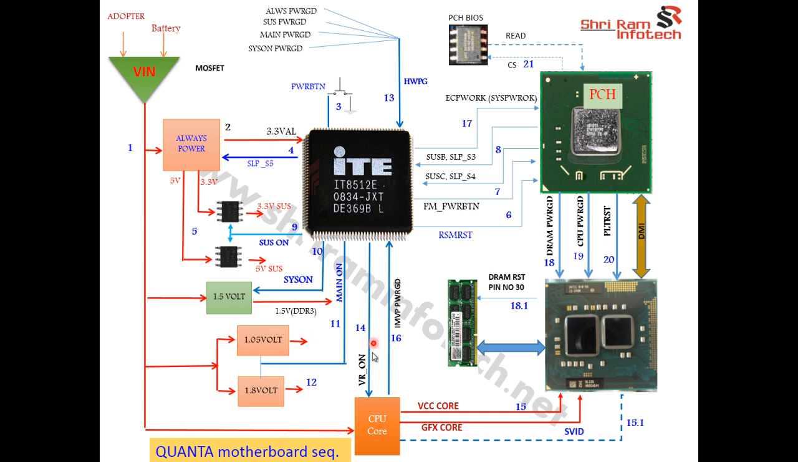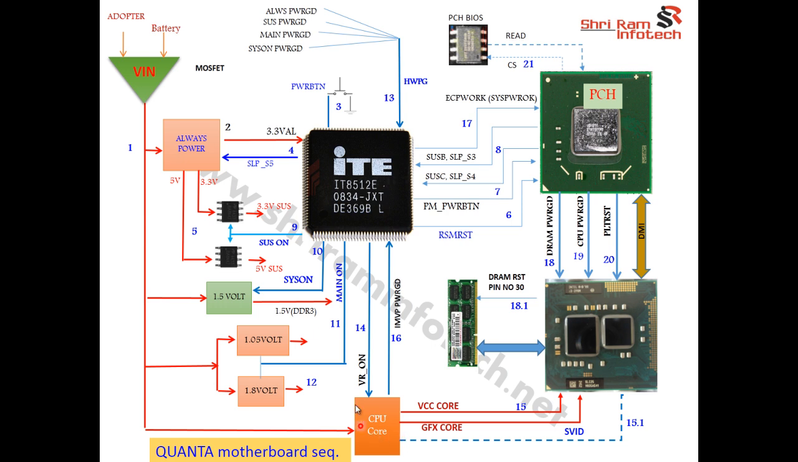The next step is it turns on the core voltage, and these two CPU core voltages will be generated. One is called the graphics core, to the graphics section of the CPU, and the next is called the VCC core, to the CPU, step number 15. And once the CPU receives this power, it sends out a serial signal called SVID, the voltage identification signal, saying what level of power or what level of current is required from the VRM section. And it communicates with the VRM section. This is called the SVID signal to the VRM section.